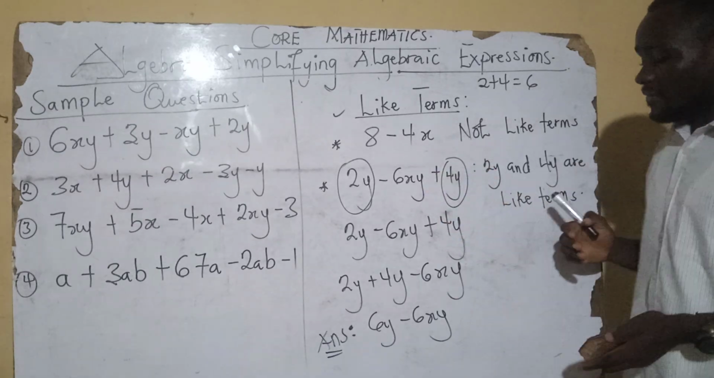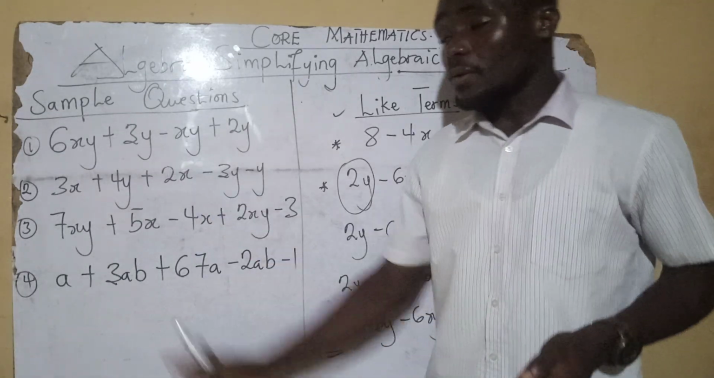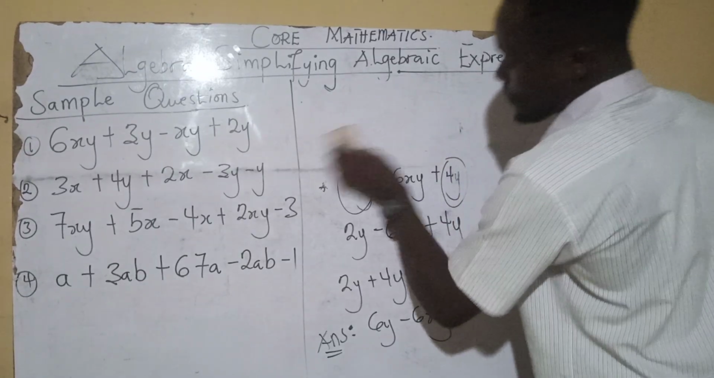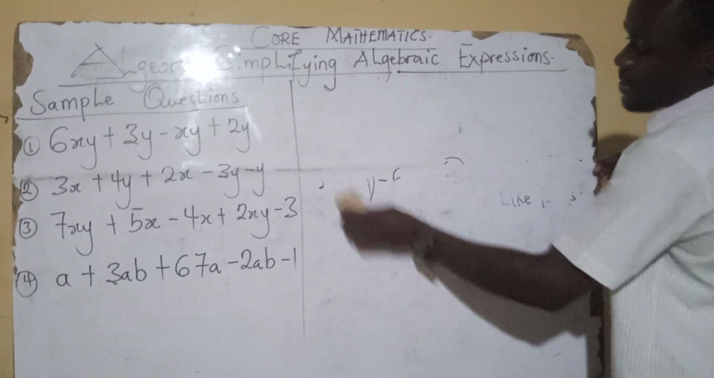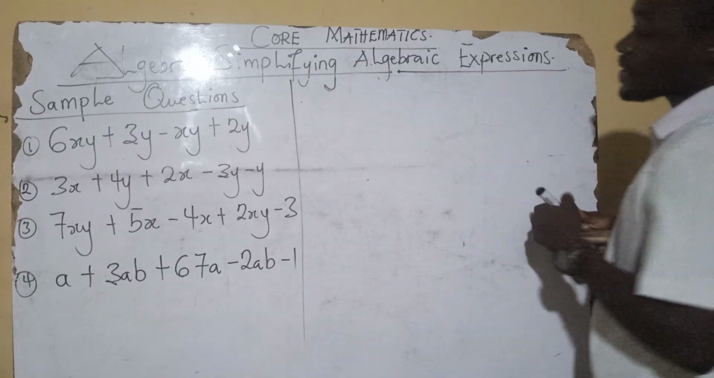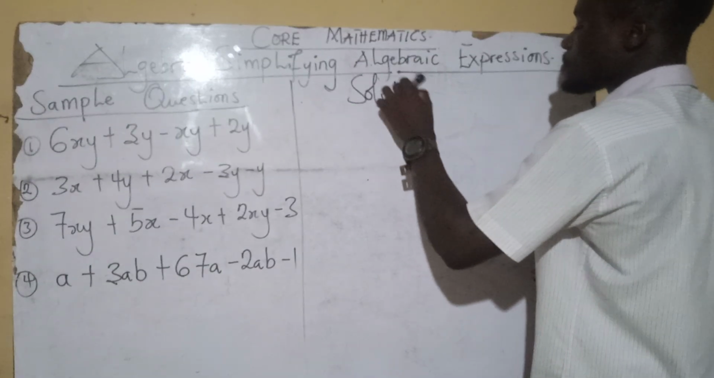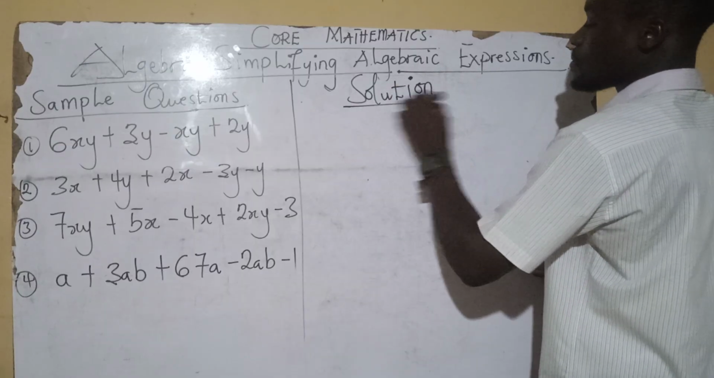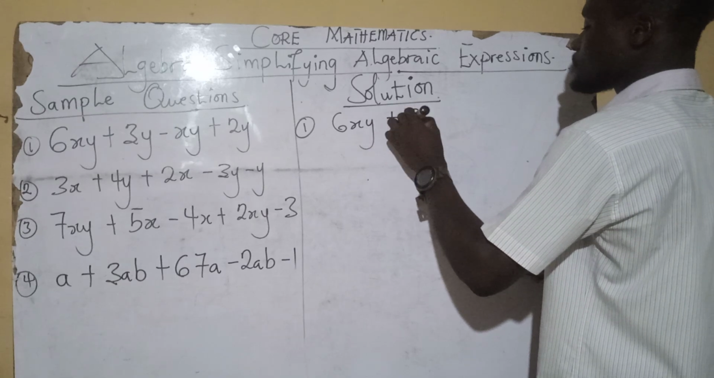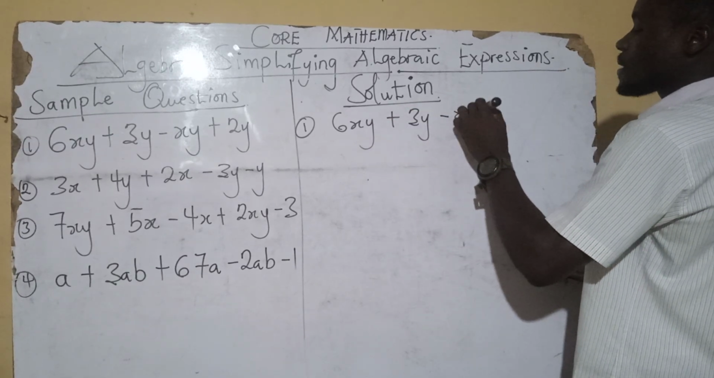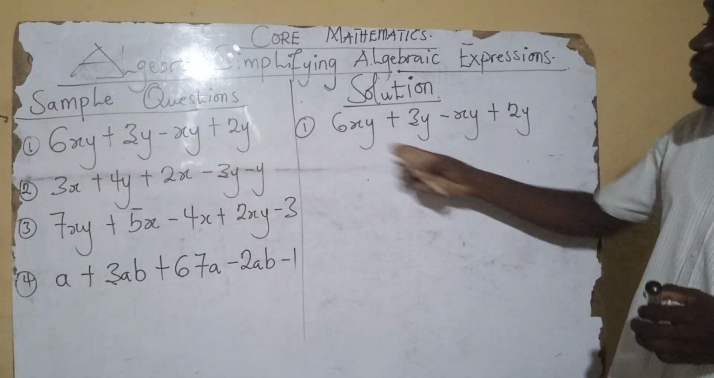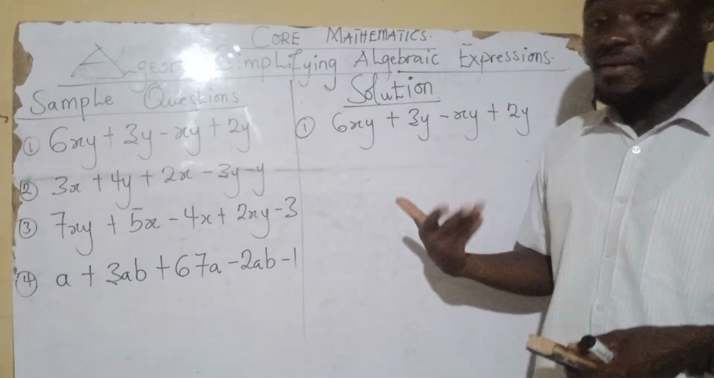So now let's continue. Now that you understand, we are going to take the questions one after the other and solve them. So let me take question number 1, but before that, let me write down my solution. And take my question number 1, which is 6xy plus 3y minus xy plus 2y.